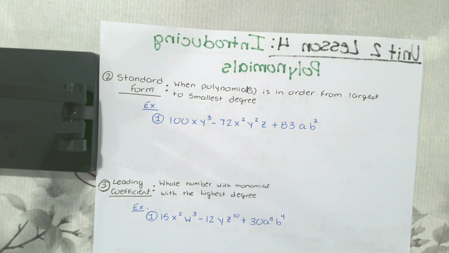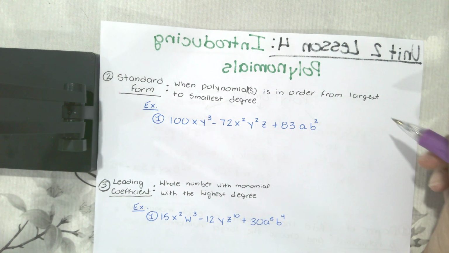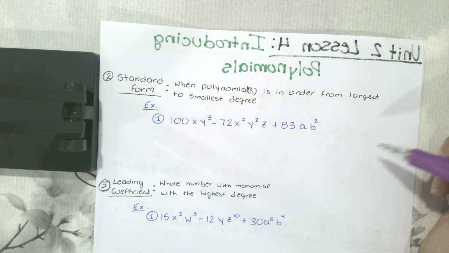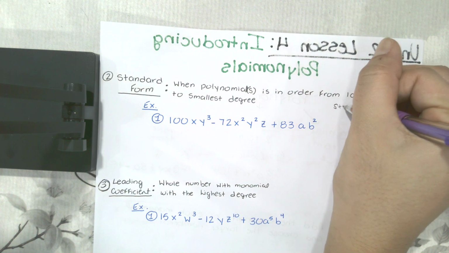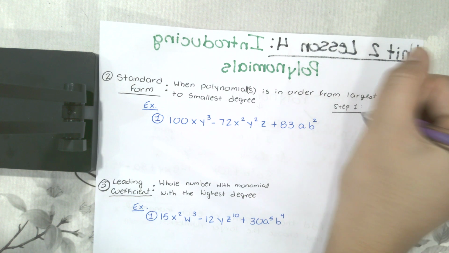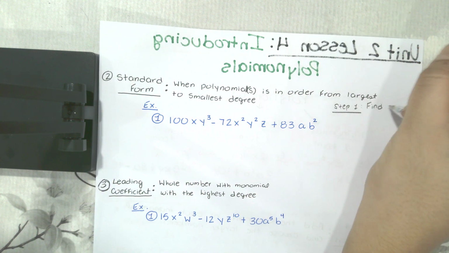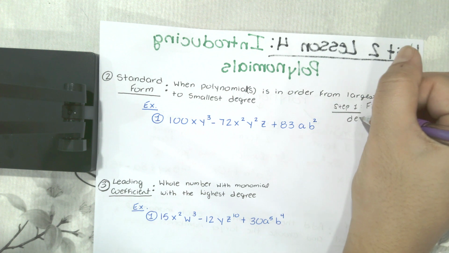Our next vocabulary term is called standard form. Standard form is very, very important because you need to know how to rearrange this question so that all the terms are in order from largest degree to smallest degree. So your very first step, and I'm going to write the steps here abbreviated. So your step number 1 is to find the degree for each term.